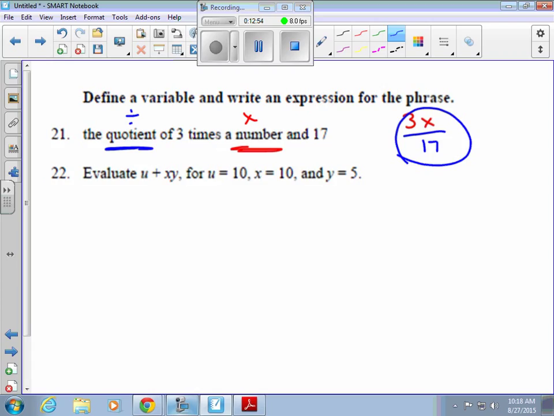Evaluate u plus xy when u is 10, x is 10, and y is 5. So in place of u, we're going to plug in 10. Plus, in place of x, we're going to plug in 10. And in place of y, we're going to plug in 5. Order of operations tells us that we got to multiply before we add. So 10 times 5 is 50. And 10 plus 50 is 60.